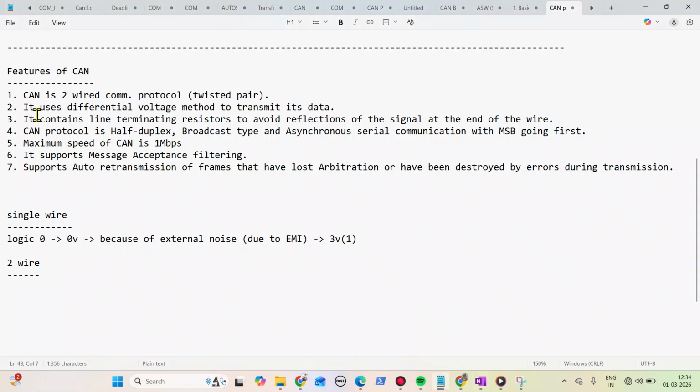That is the third feature. It contains line terminating resistors. What is the purpose of these resistors? They are used to avoid the reflections of the signal at the end of the wire. That is the purpose of these resistors.